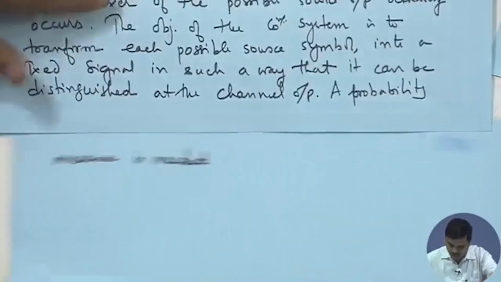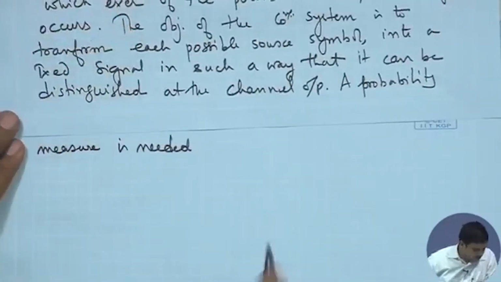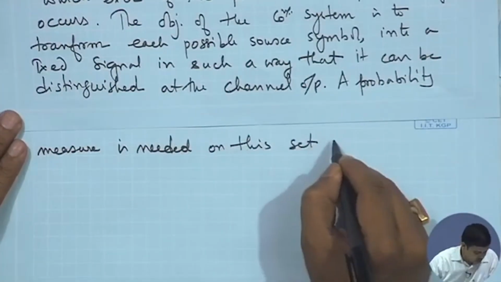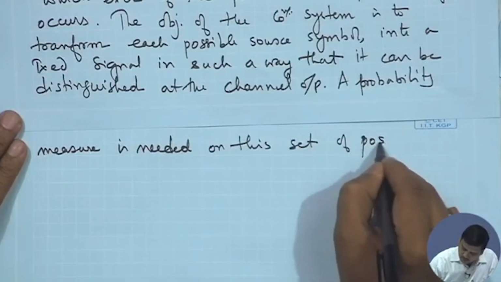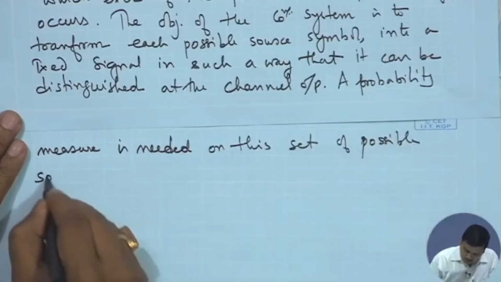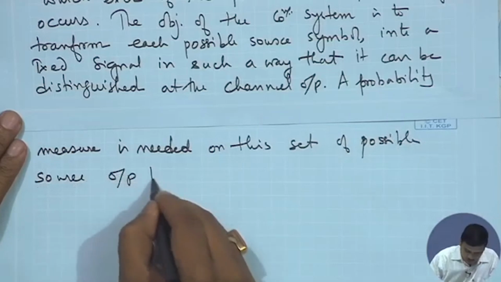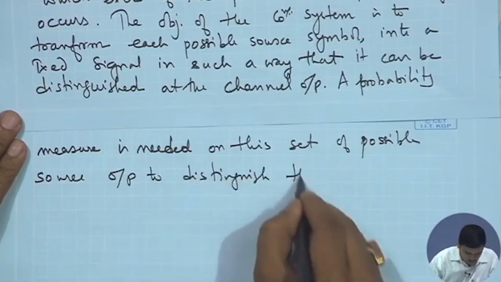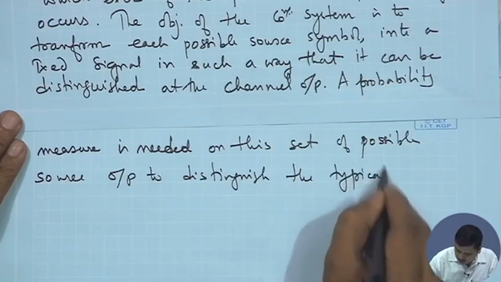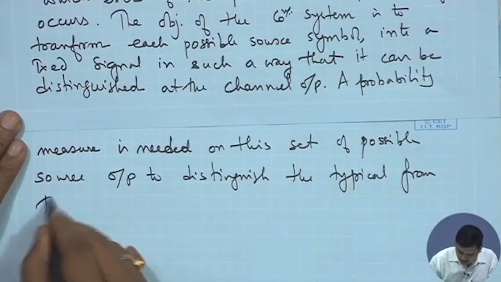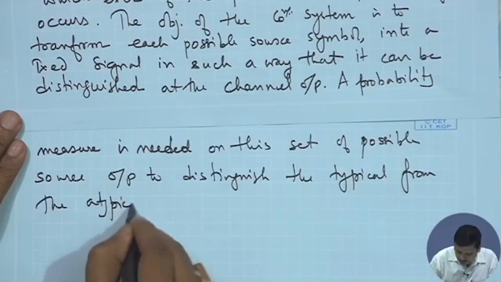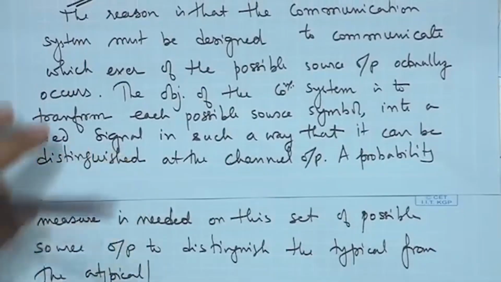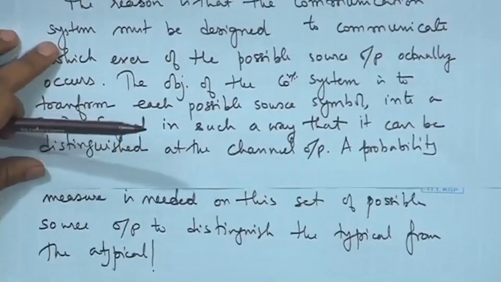Would rather place it like this. A probability measure is needed on this set of possible source output to distinguish the typical from the atypical. Now, this might be a bit cryptic, so let us go through it, and this will finally converge to what we have already said.